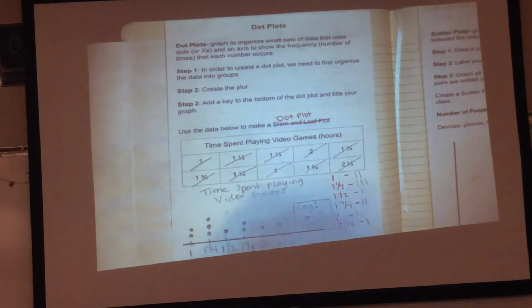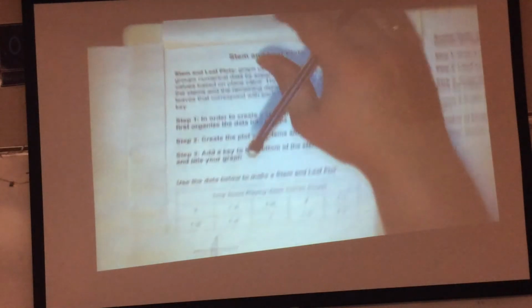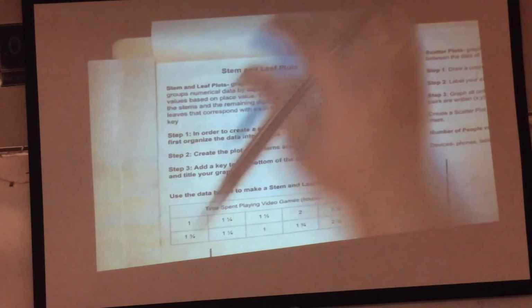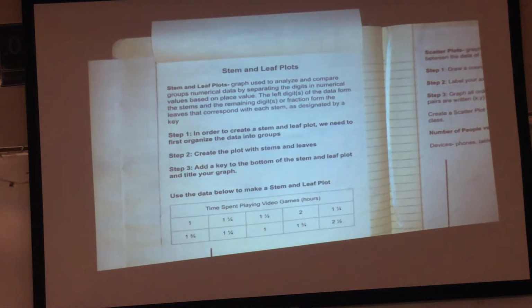Stop, please. Okay, stem and leaf. This was new to you last year, but it should not be new this year. The only thing new that we're adding to it is the fractions or the decimals. Okay. Scatter plot, either one. Well, don't rush. We're on stem and leaf right now. Okay.